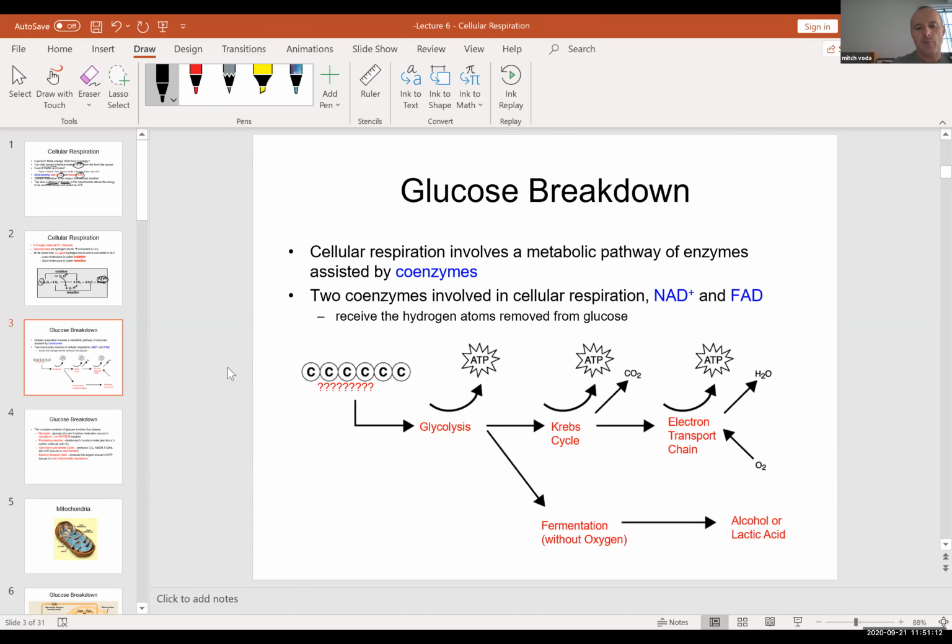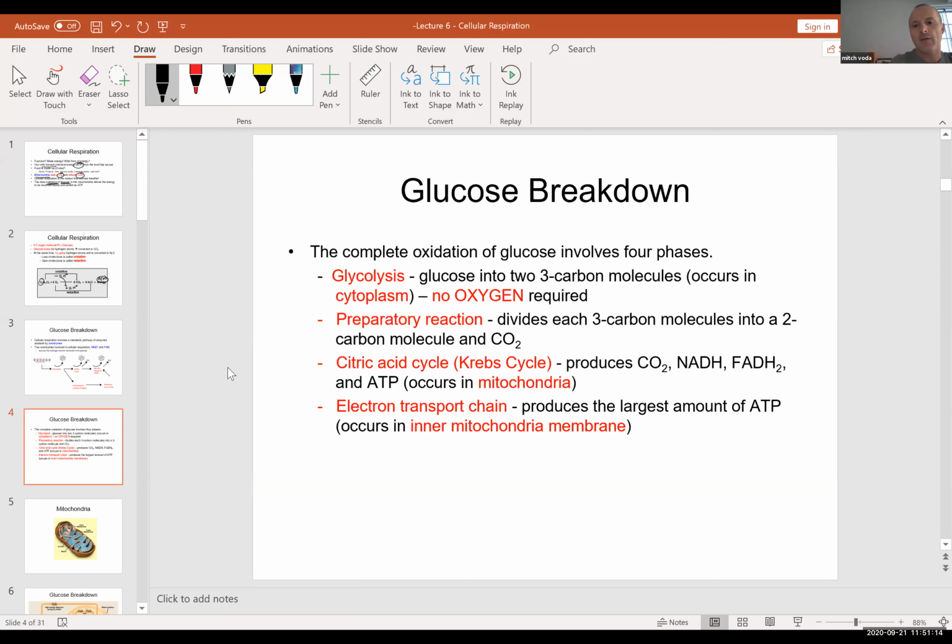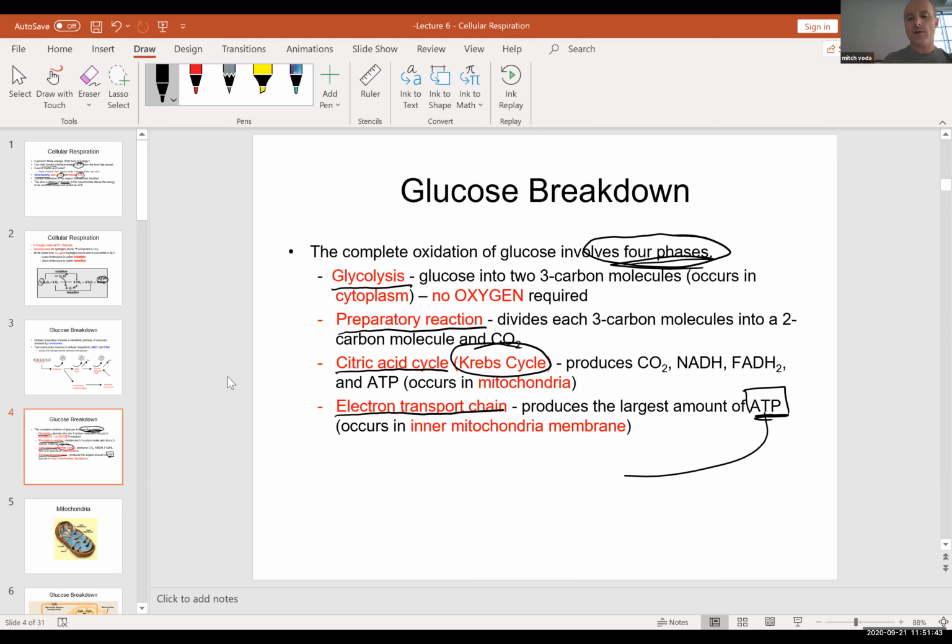Now, the breakdown of glucose involves 4 important steps. First step is called glycolysis. Second step is called the preparatory reaction, or prep step. Third step is called the citric acid cycle, or Krebs cycle. And the last one is ETC, the electron transport chain. That's where ATP is produced. And I already told you, where is ATP produced? In the inner mitochondrial membrane. Now, let me break it down and write it down for you guys here.